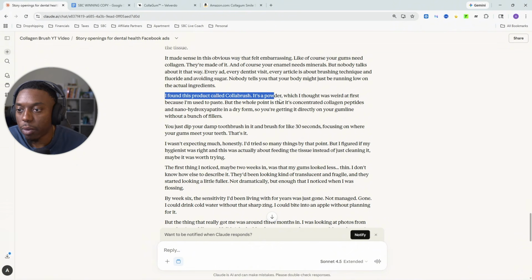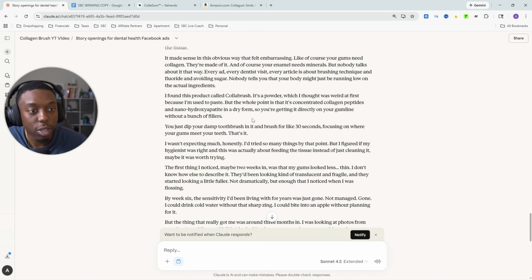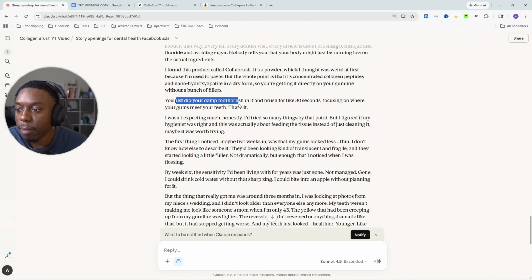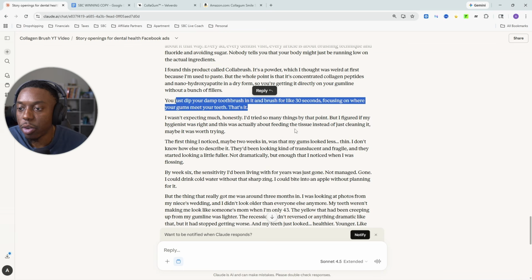It's a powder which I thought was weird at first because I'm used to paste. But the whole point is that concentrated collagen peptides and nano-hydroxyapatite is dry. It's a dry form, so you're getting it directly on your gum line without a bunch of fillers. And so some other good things, right? We're making this a healthy, health-conscious product. You just dip your damp toothbrush in it and brush for 30 seconds, focusing on where your gums meet your teeth. That's it. I wasn't expecting much, honestly. I tried so many things at this point, but I figured if my hygienist was right, and this was actually about feeding the tissue instead of just cleaning it, maybe it was worth trying.